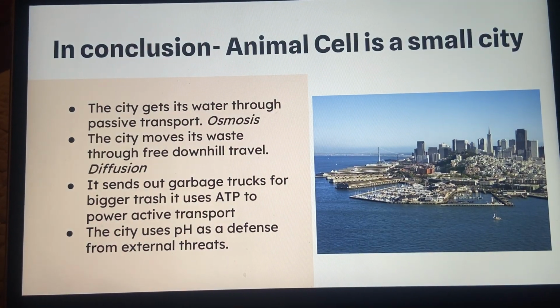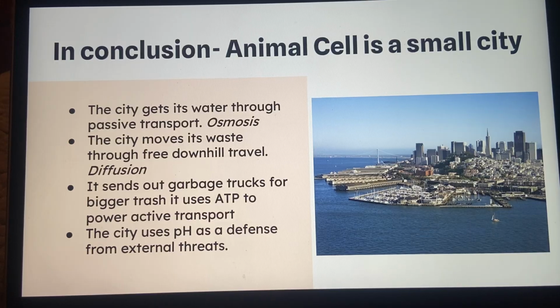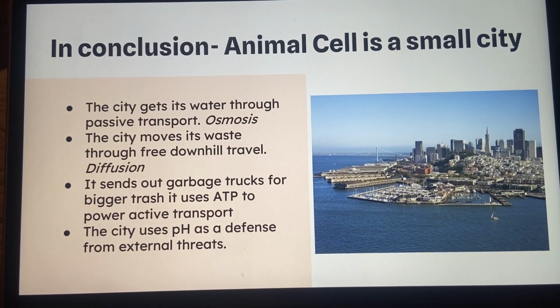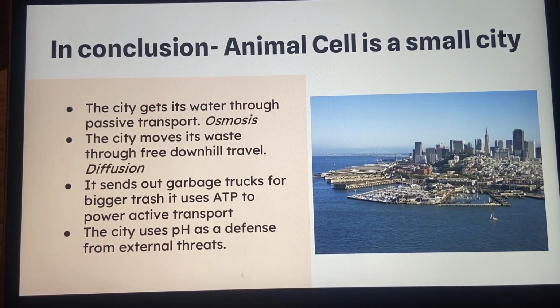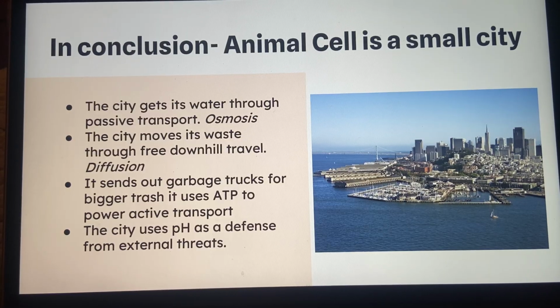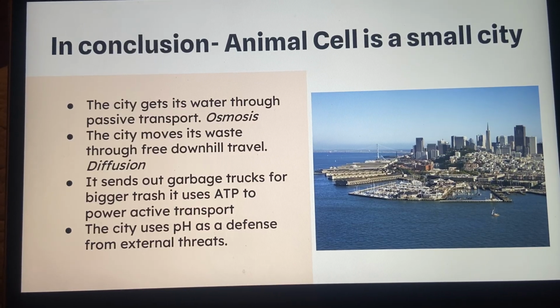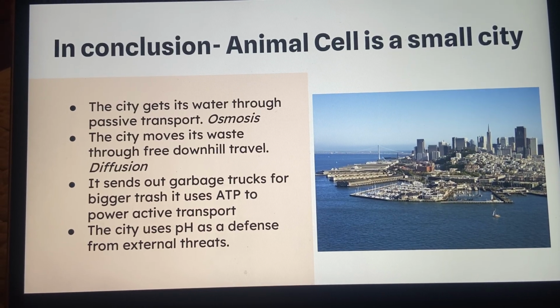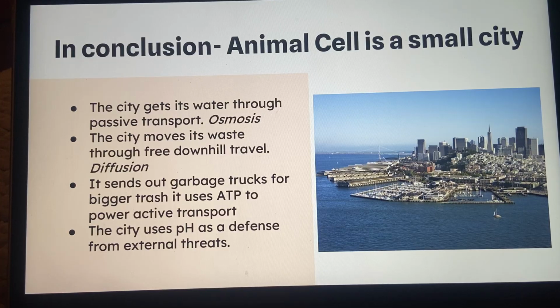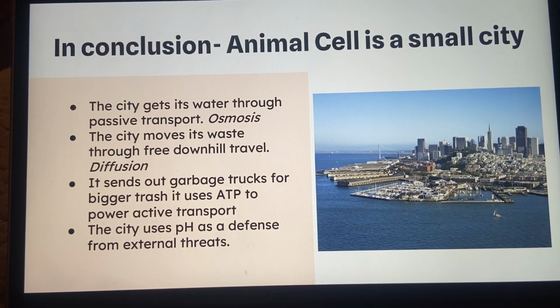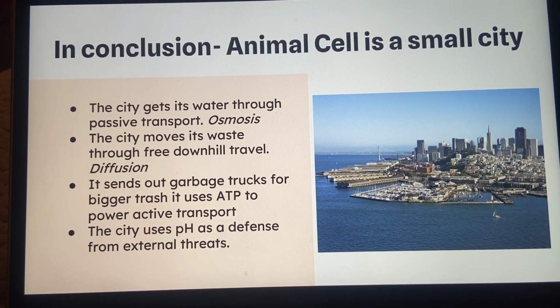In conclusion, an animal cell functions much like a small city. The city gets its water through passive transport, osmosis. The city moves its waste through free downhill travel, diffusion. It sends out garbage trucks for bigger trash. It uses ATP to power active transport. The city uses pH as a defense from external threats.